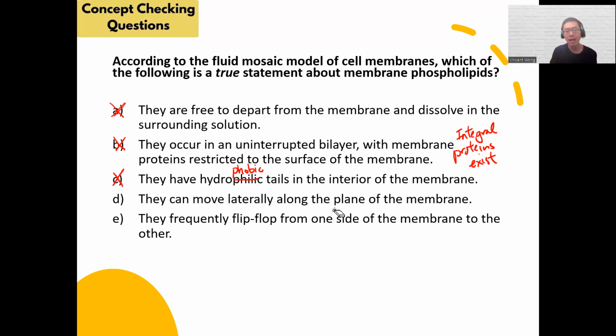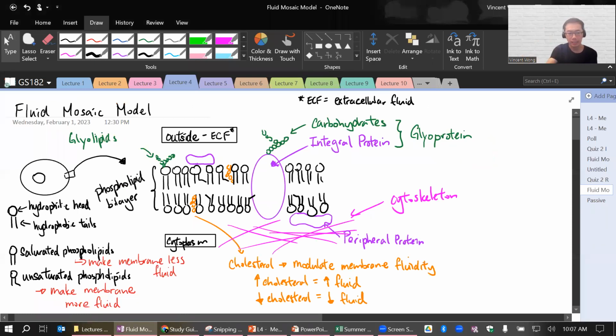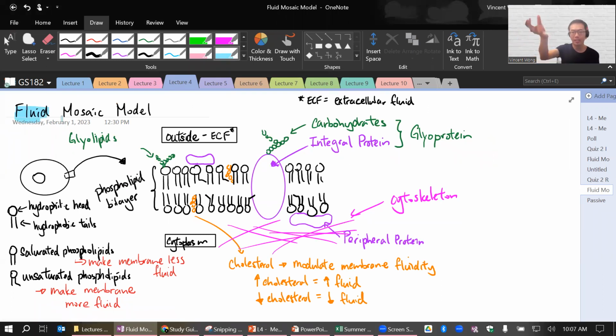They can move laterally along the plane of the membrane. That's the piece of information I forgot to tell you, and that is actually the correct one. As the name implies, fluid. The membrane is not a wall. On a wall, things don't move; the bricks stay where they are, for good reasons.